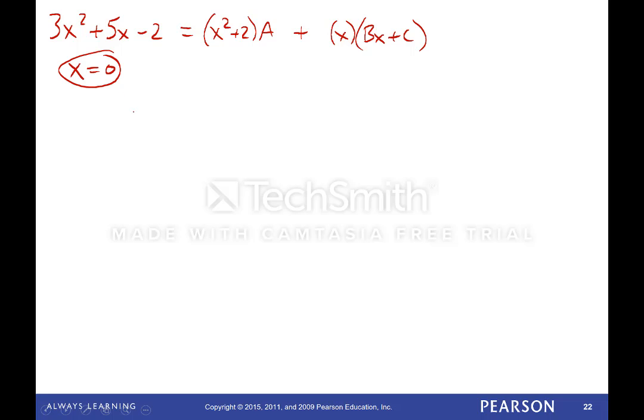So x equals 0. What happens on the left-hand side? We're just left with -2. If x equals 0 over here, that means 0 squared is 0 plus 2 is 2, so 2a. And then that other part right here is going to be a 0, because that's a 0 there. All right, if that's the case, how about a is equal to -1? So what we really have is one piece of the puzzle. That's what we want.